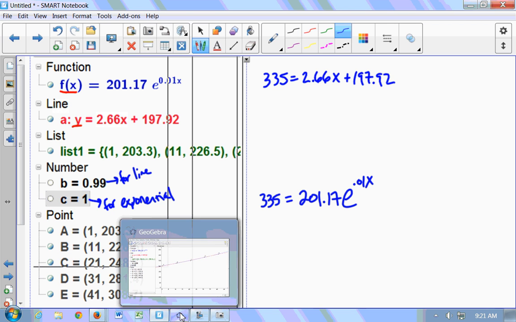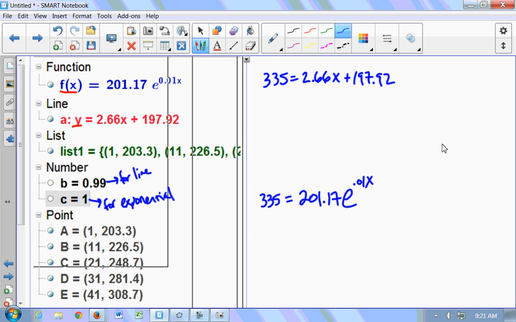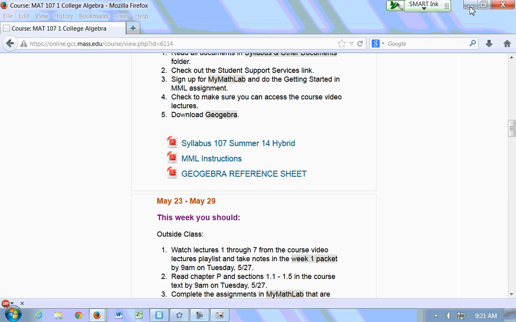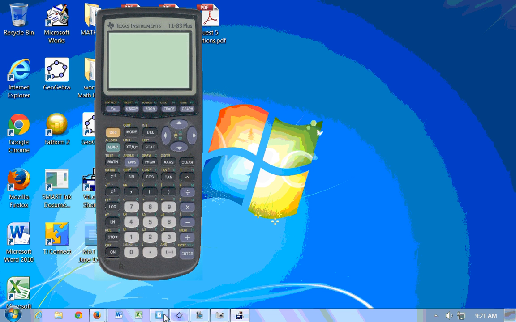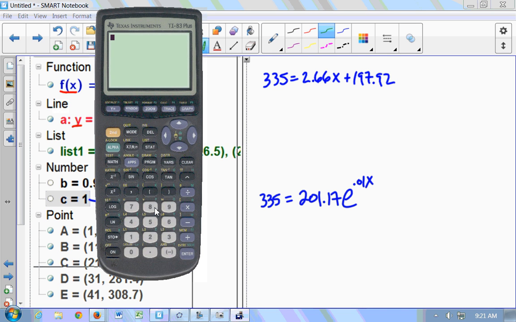So we can have GeoGebra solve this for us, but you know, it might be good practice to do these algebraically. So for this first one, if I solve for x, I just have to subtract 197.92 from both sides. Pull up a calculator. Okay, 335 minus 197.92. So 137.08 is equal to 2.66x. And then just divide both sides by 2.66.